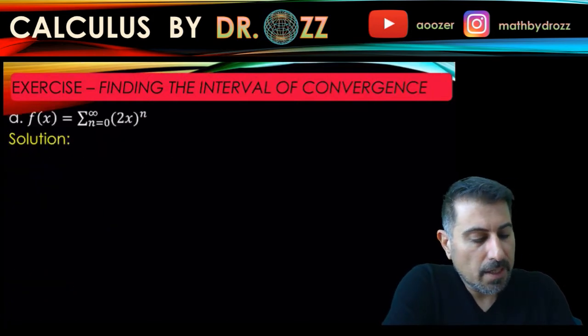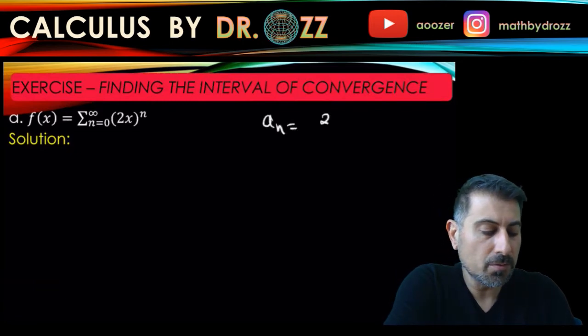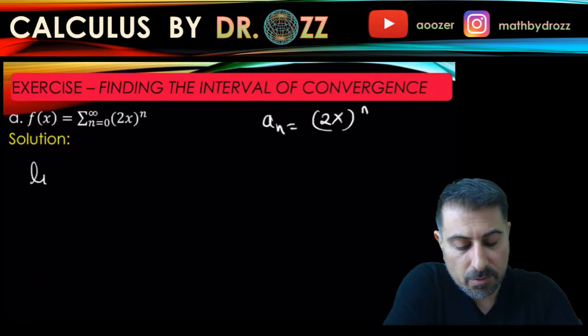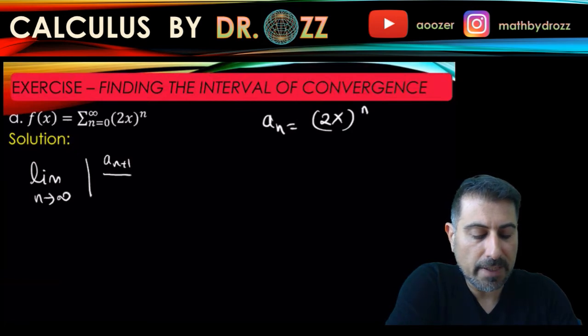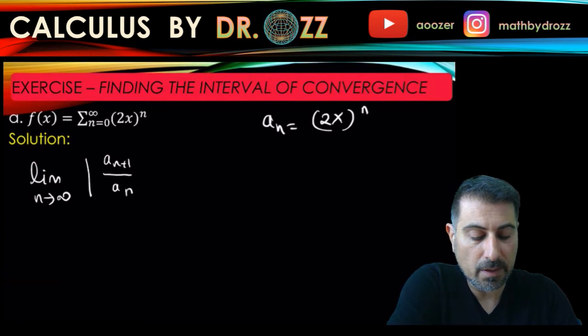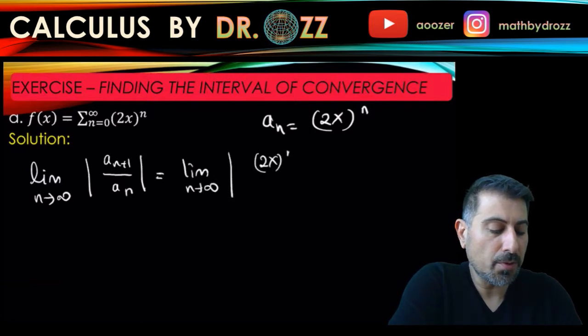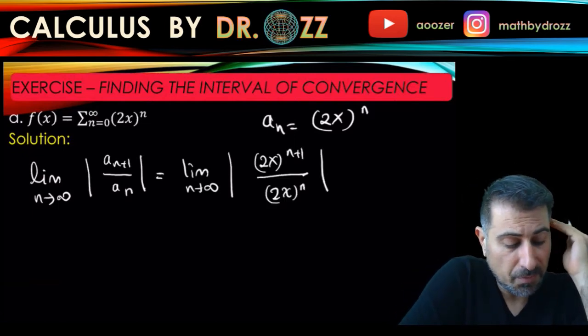So in part A, a_n is going to be (2x)^n. Remember, x is a variable, but we will use the ratio test. So I'm going to look at the limit of the absolute value of the ratio a_(n+1) over a_n, which is equal to (2x)^(n+1) divided by (2x)^n. Okay, so let's simplify.